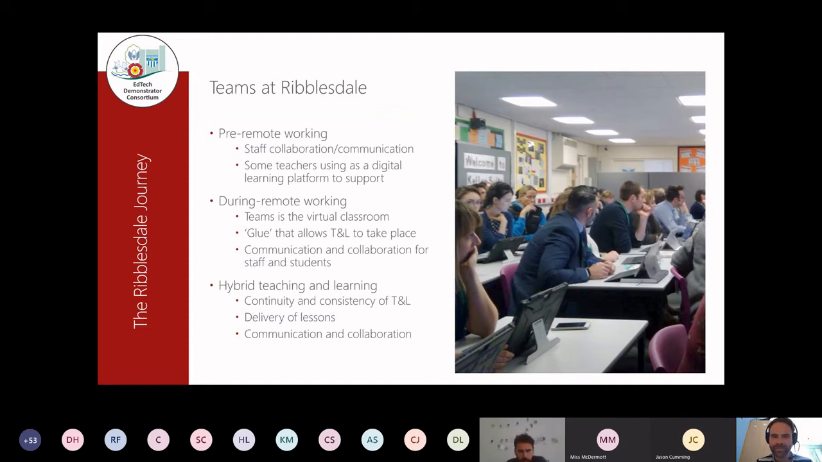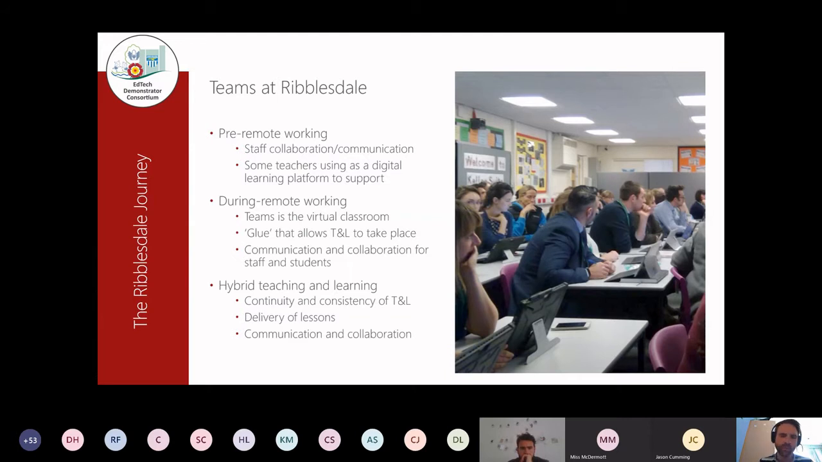And then it allowed us to communicate and collaborate with our staff and our students. And that's something that, within the teaching profession, is extremely important. It's that communication, it's that human interaction side of it as well. And that is something that Teams allowed us to do. It allowed us to try and ensure that we gave our pupils as much normality as we possibly could.